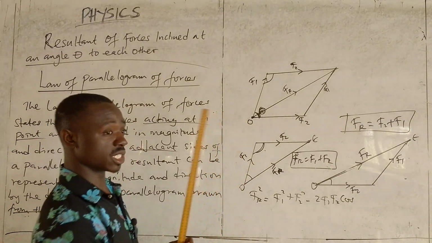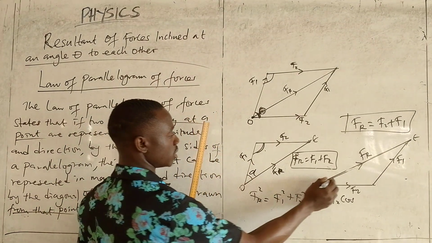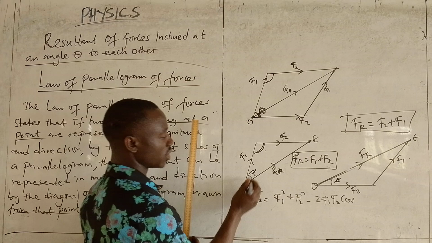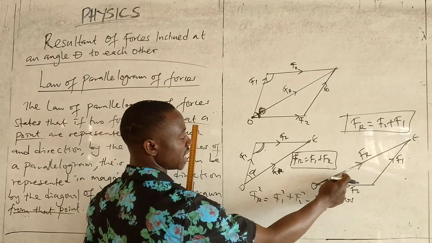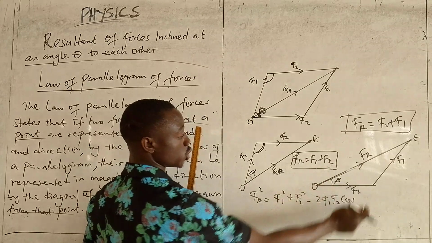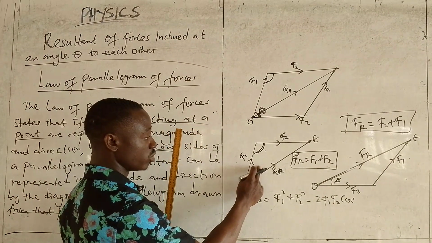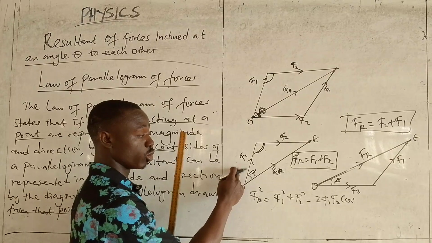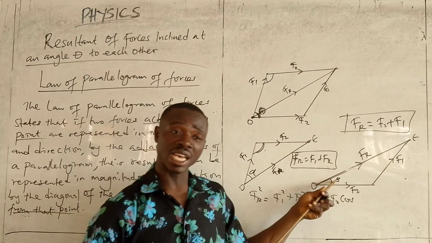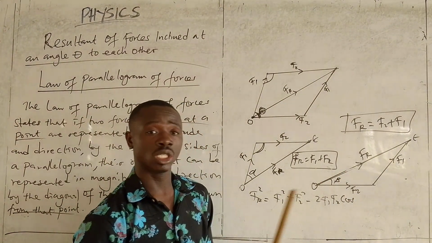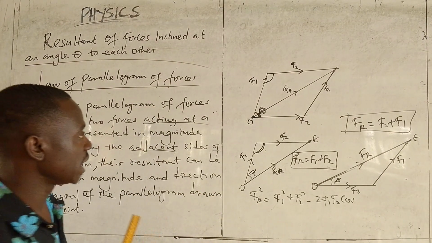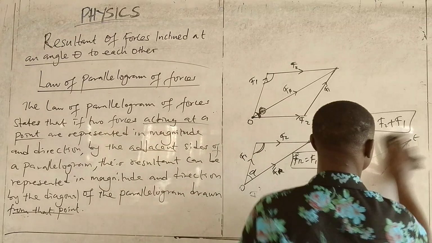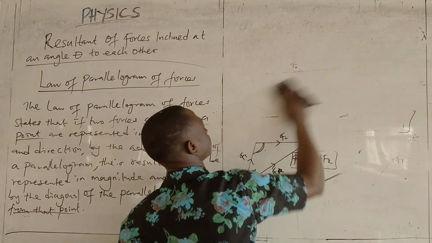But the only difference is that this angle here is going to be different from this angle. Because this is the angle the resultant makes with F1, while angle beta here is the angle the resultant will make with F2. Alpha is the angle the resultant makes with F1, while beta is the angle the resultant will make with F2. So let me quickly give an example to buttress my point.